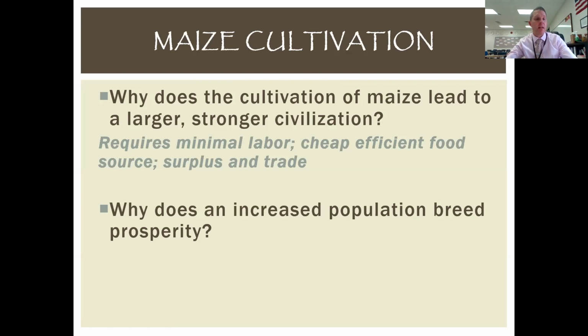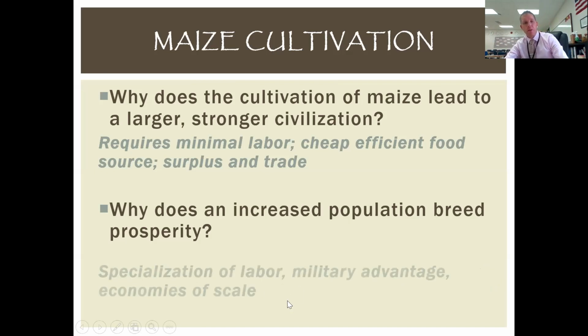Okay, now here's the second one, and this kind of is tied to the same idea. If we're going to have these growing populations due to this very sustainable crop of maize that just breeds population growth, then how come population growth means we're going to have prosperity? Why does more people mean more wealth? You would think, well, maybe it divides wealth and makes people poor. But in this case, think about this.